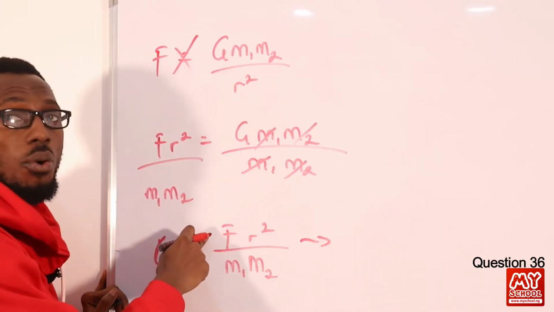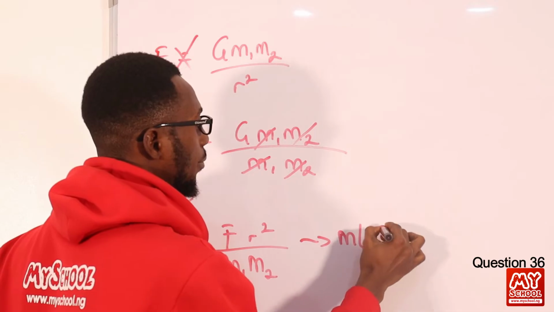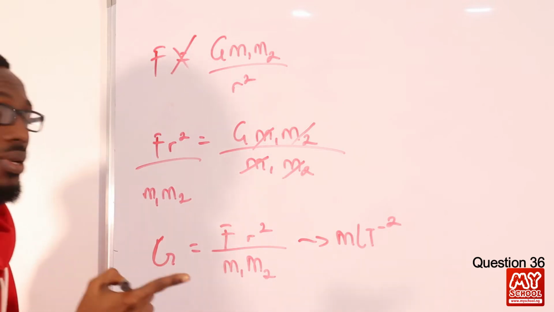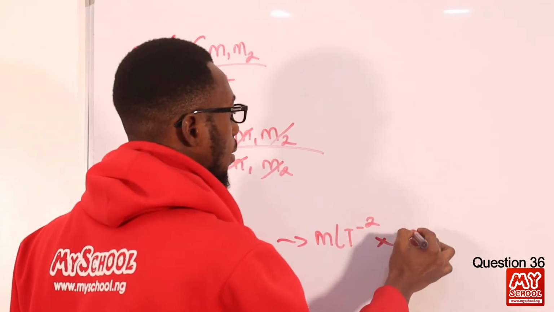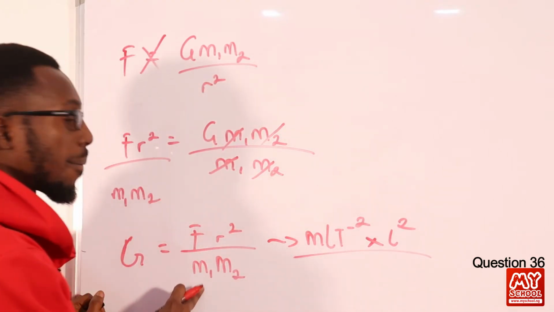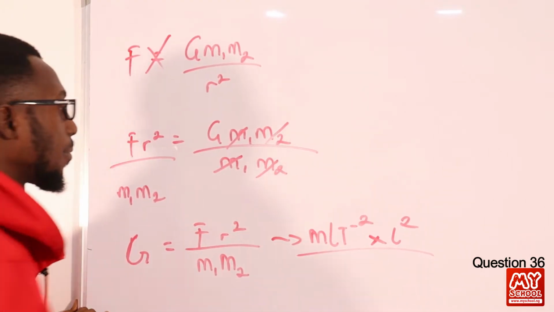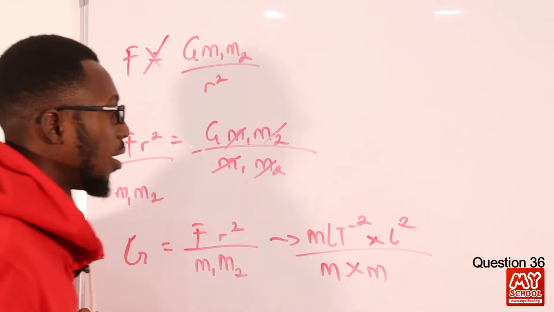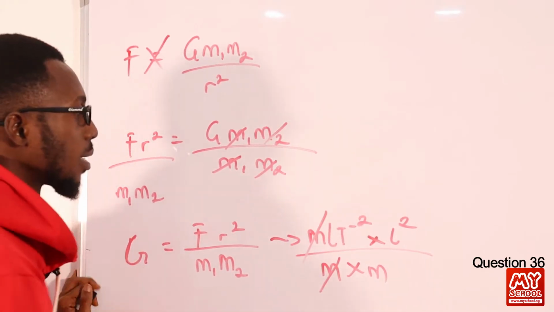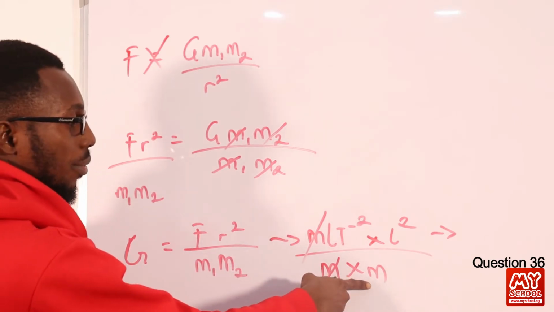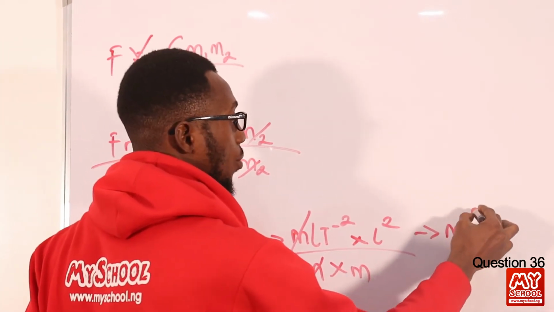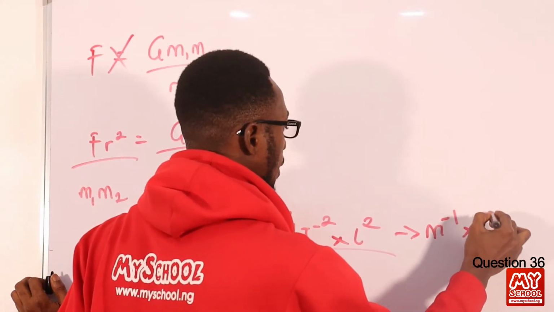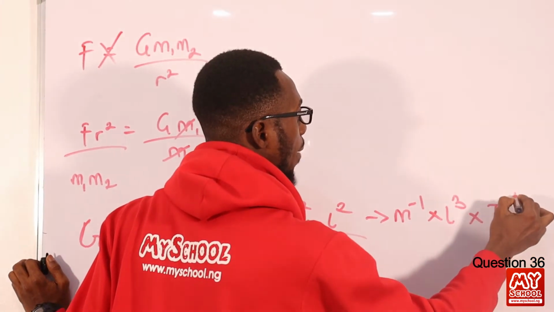The dimension for force is M L T to the power minus 2, times distance squared, that is L to the power 2, over mass times mass, that is m times m. So one m is gone, and bringing it up, I have M to the power minus 1. We have L times L squared, that should be L to the power 3, times T to the power minus 2.